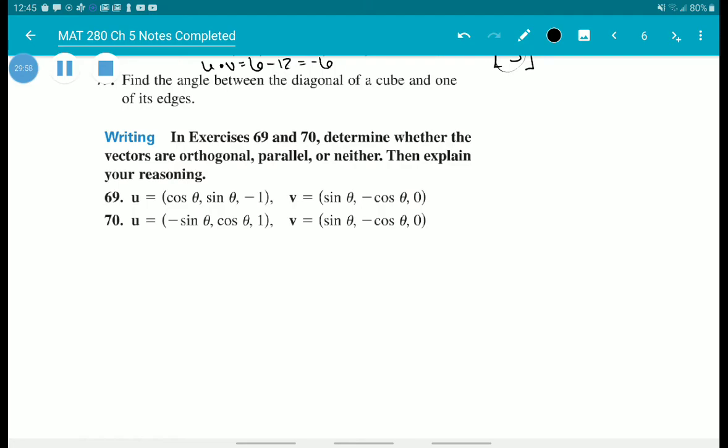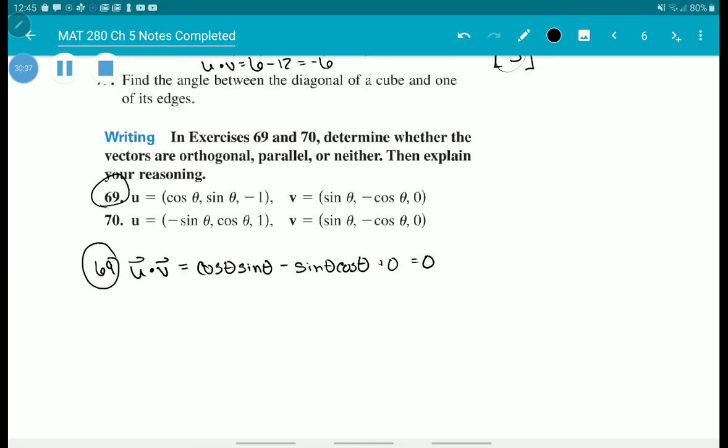The last thing I want to talk about in this section are parallel, orthogonal, and neither again. But now, instead of putting numbers with it, we're putting functions with it. So let's look at 69. If we were to find u dot v, that's where it's easiest, I think, to start. We have cosine theta sine theta minus sine theta cosine theta plus 0. And we know that's going to be 0, which means even though these vectors have functions in them, they are actually orthogonal.